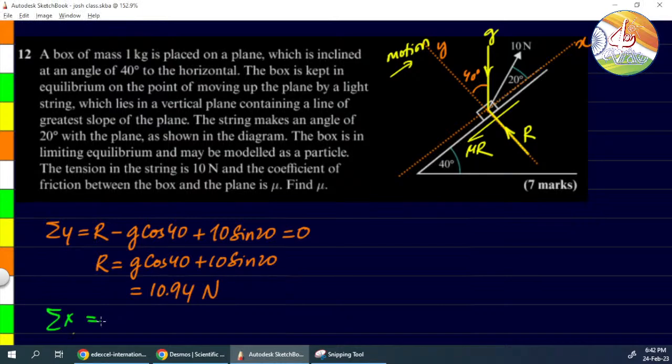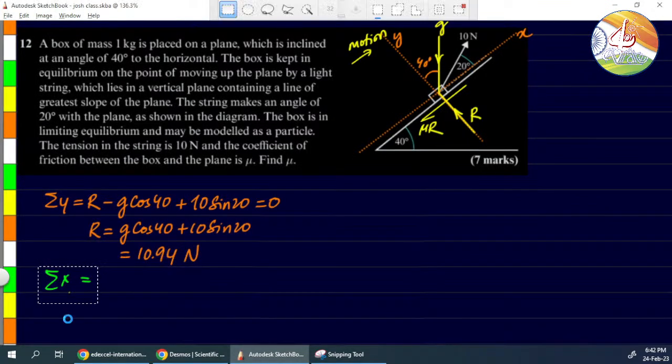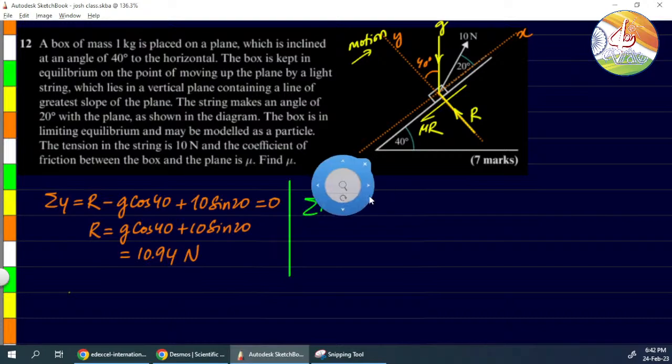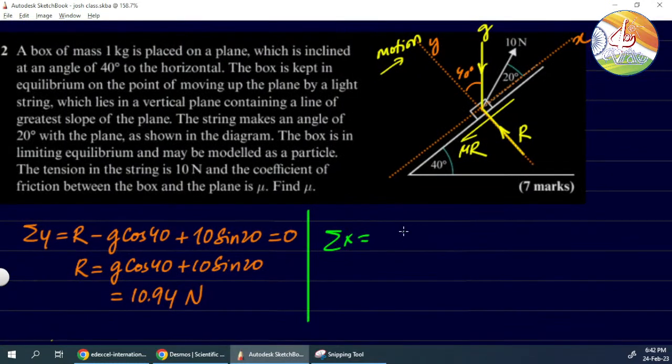Then take all the x components. First 10 cos 20, which is in the positive x direction, so plus. Then g into sine 40 is in the negative x direction, so minus. Then mu R is also in the negative x direction, so minus. The total should be 0.